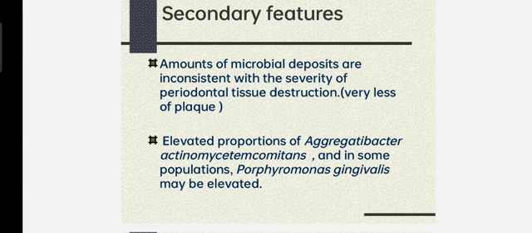The first reason is there might be an elevated proportion of Aggregatibacter actinomycetemcomitans. The bacteria might have a few virulence factors, because of which the disease is so severe, so aggressive. Or in some populations, there might be presence of Porphyromonas gingivalis.